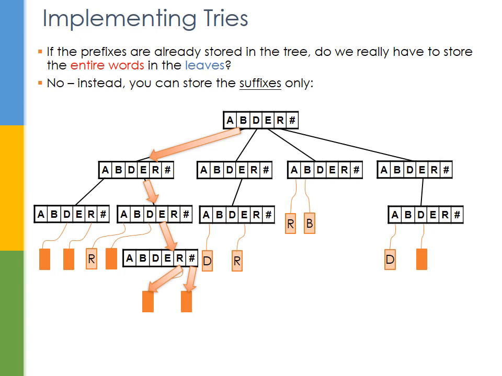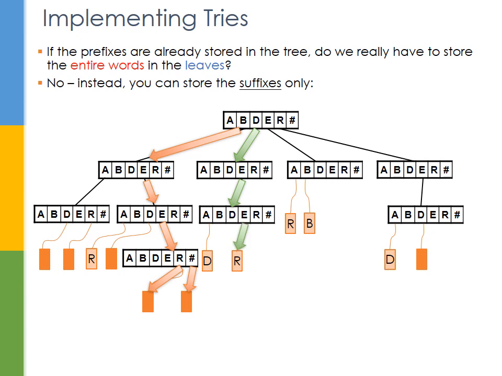However, for some other words, let's consider the word dear, for example. We start with a D, it takes us to the second level, E is going to take us to the third level, and this is as deep as we need to go to differentiate between dear and dead, the two words starting from D that I'm storing in this particular trie.